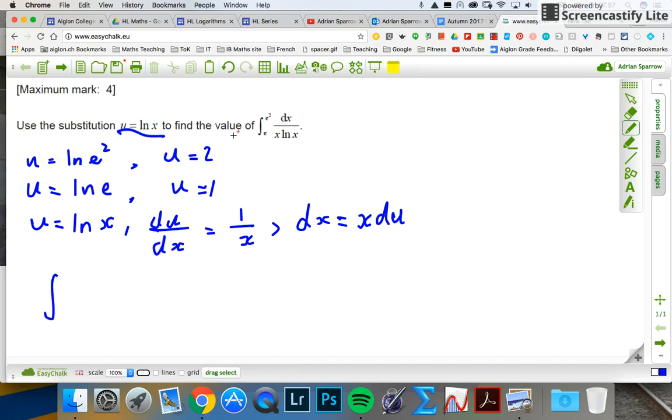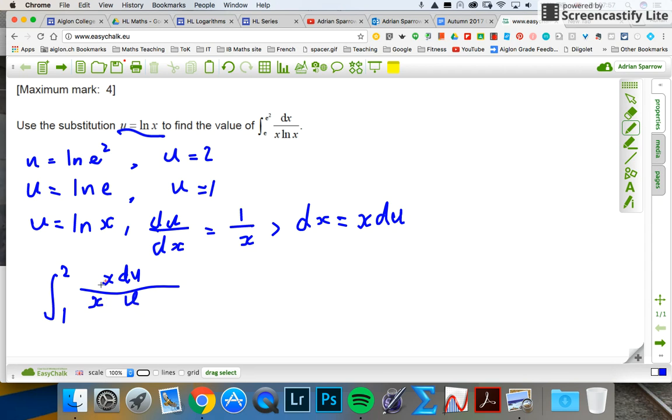Now with those things that I've got, I'm going to put this back into the integral. So the integral, e squared is now 2. E is now 1 from those limits up here. Dx is now replaced with x du. So that dx I'm replacing here with x du. The x I can't replace, but you'll see what's going to happen. You might be 1 step ahead of me here already. And the log x I replace with u, because log x equals u. So I've got a u there.